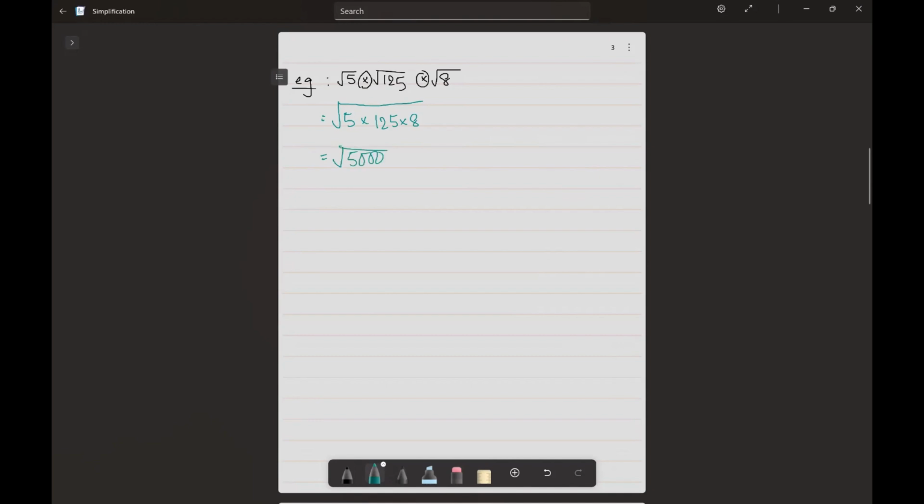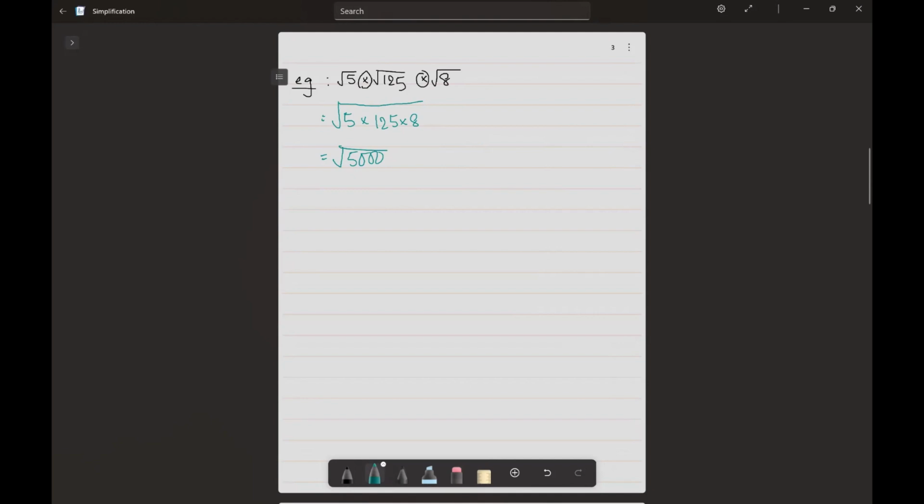Now, in order to simplify, we know that we have to write this one as a product of prime numbers and then simplify it, right? But when we write this as a product of prime numbers, 5,000 is a very big number for us. It becomes a very difficult job. Not a very difficult job, but a very lengthy one, I would say.